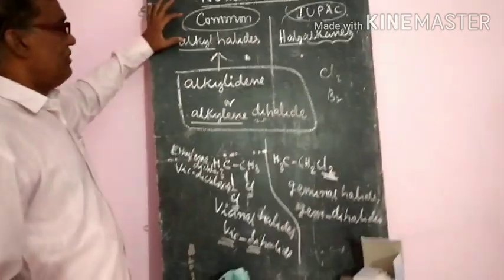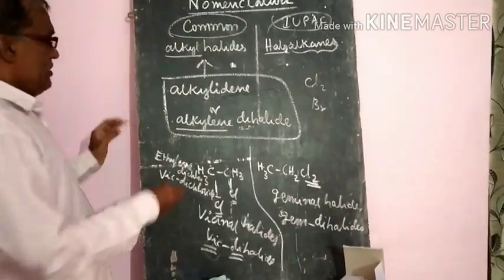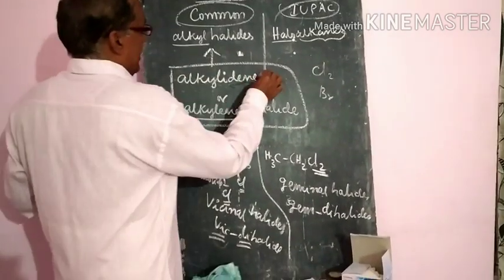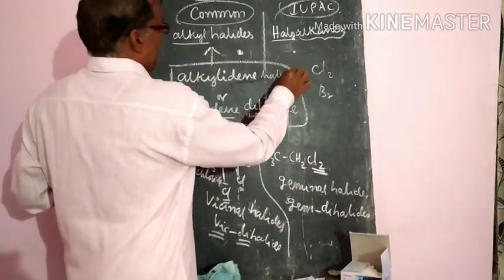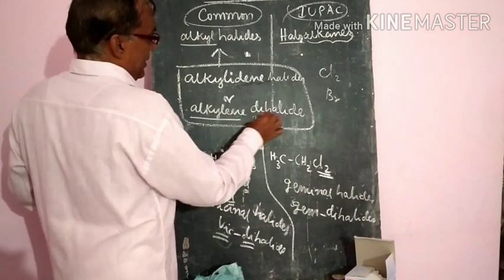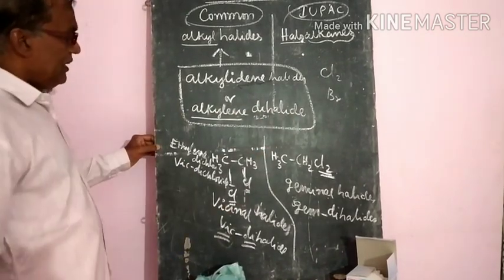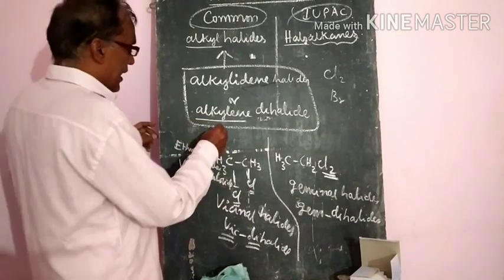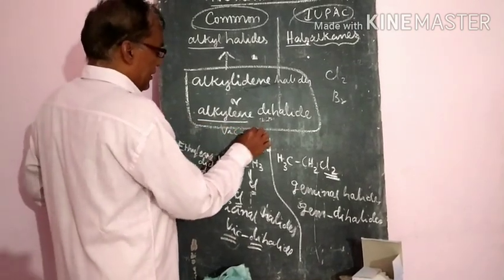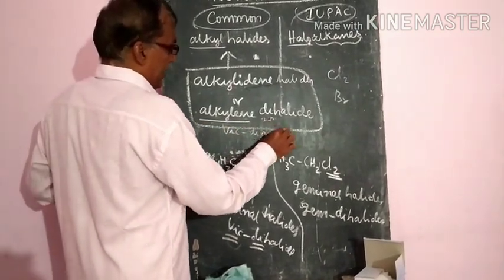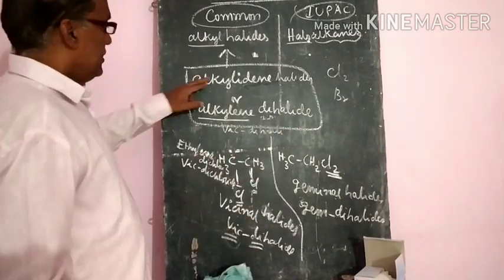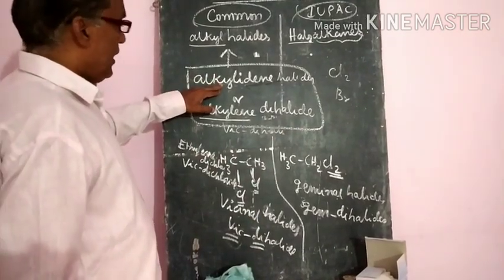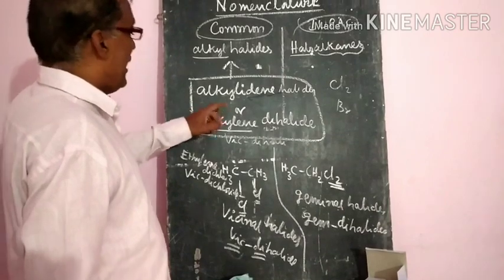In this one it is very, very important. It will be written as alkylidene halides and alkylidene dihalides. These are also called the vic dihalides. And these are called the geminal halides or gem dihalides.